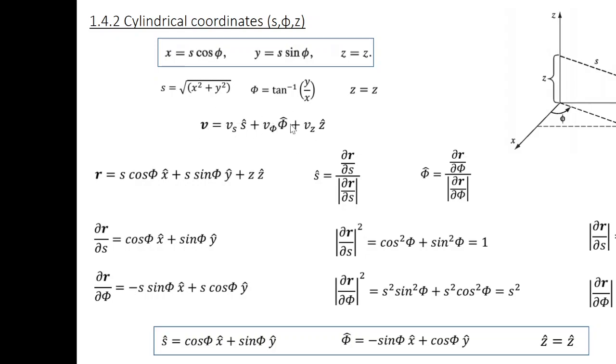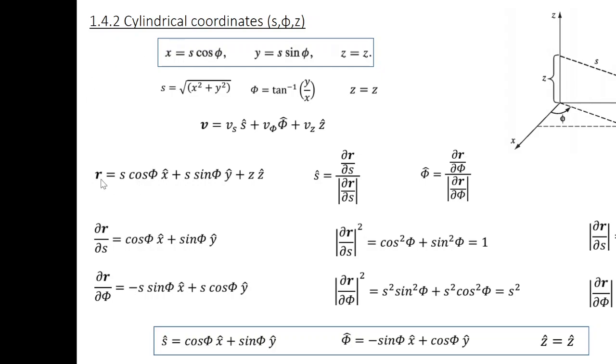So having defined a vector in the cylindrical polar coordinate system, the next task is to calculate s cap, phi cap and z cap in terms of the already known unit vectors, that is x cap, y cap and z cap. So you already know the drill, right? We have done the same procedure in the case of spherical polar coordinates.